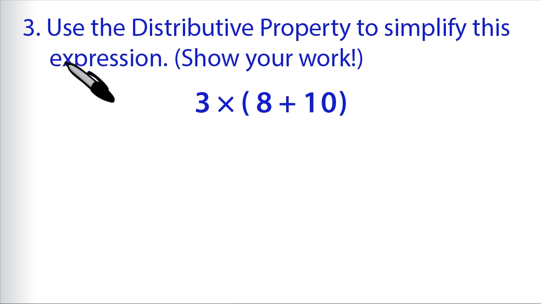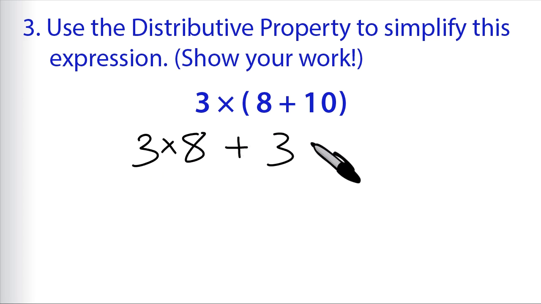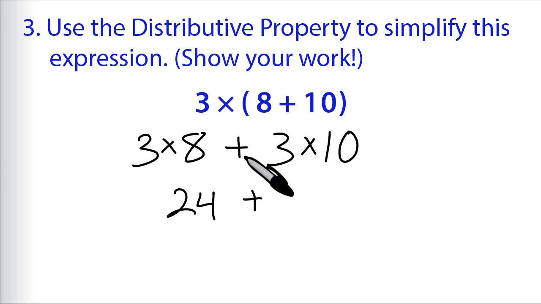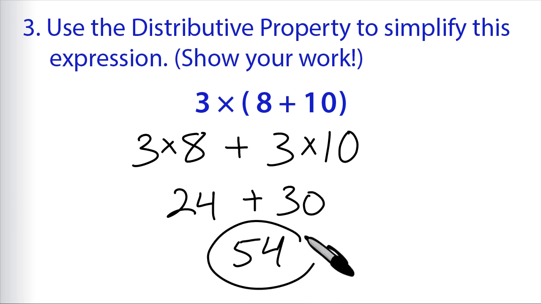For problem 3, we need to use the distributive property to simplify this expression, and we need to show our work. So we start with 3 times the group, 8 plus 10. We need to distribute this factor to each member of the group. So we'll do 3 times 8 plus 3 times 10. Now we need to simplify this whole expression, so we need to keep going. We can't stop here. 3 times 8 is 24, plus 3 times 10 is 30. So now we have 24 plus 30. The final answer is 54.